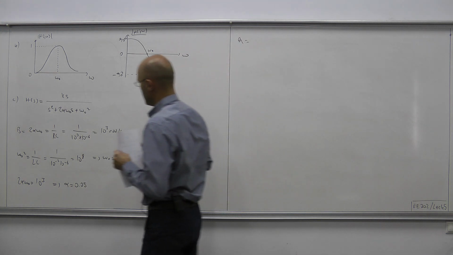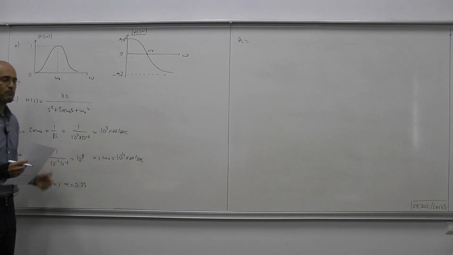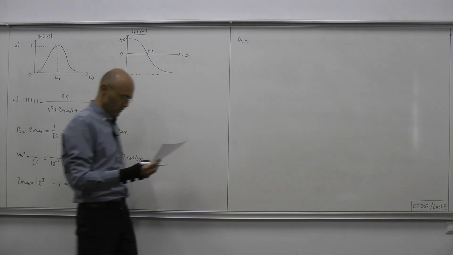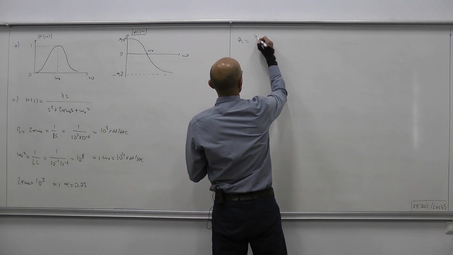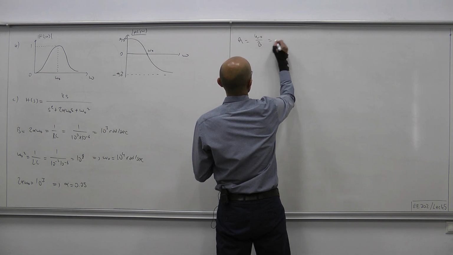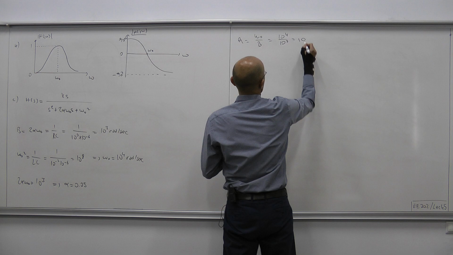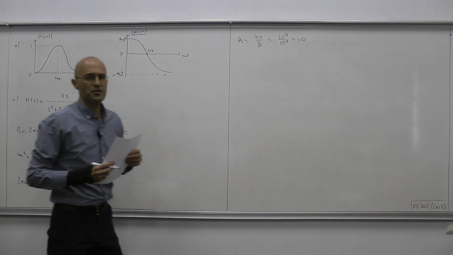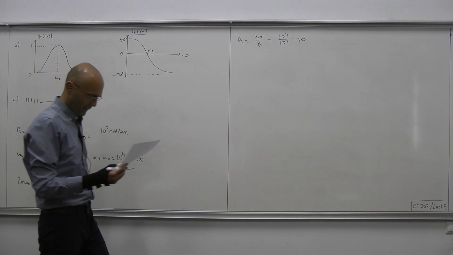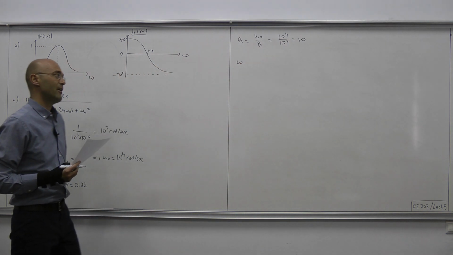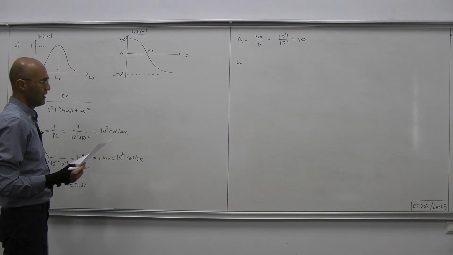Now, how about the quality factor? Quality factor is, by definition, the ratio of the center frequency to bandwidth. So for our filter, omega 0 over b reads 10,000 over 1,000, which is 10. Therefore, our filter is a narrow band filter.